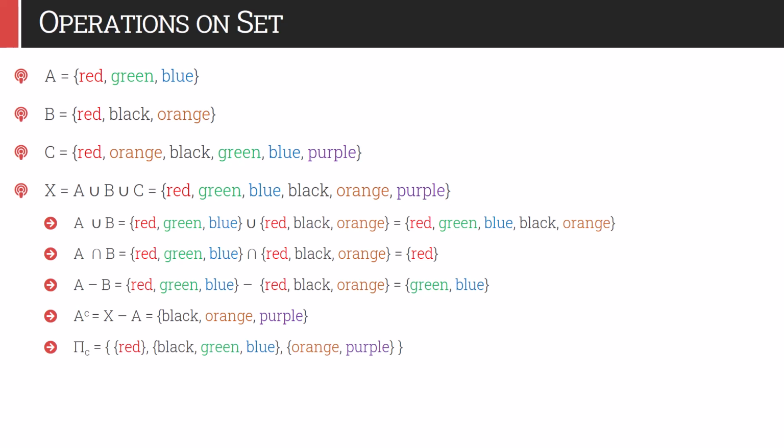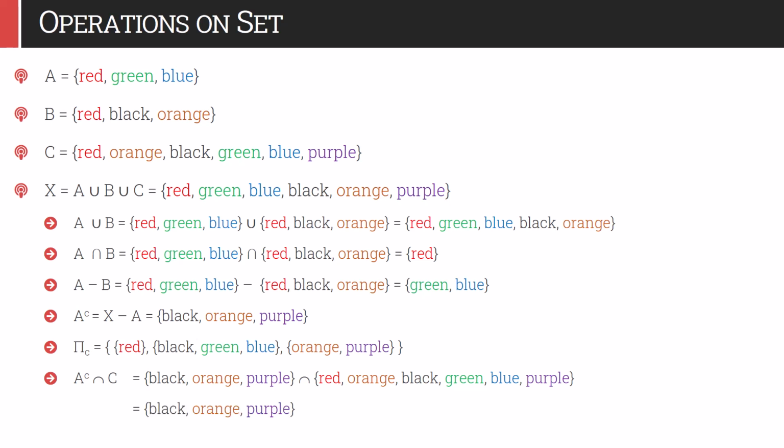Pi C means any partition. We can have multiple partitions. One of them is shown here: red, black, green, blue, orange and purple. So when we take the union of all these partitions, it will form the capital X. A complement intersection C: A complement we have already computed, that is black, orange, purple, and the intersection of that with C would give us the common colors in both, which are black, orange and purple.